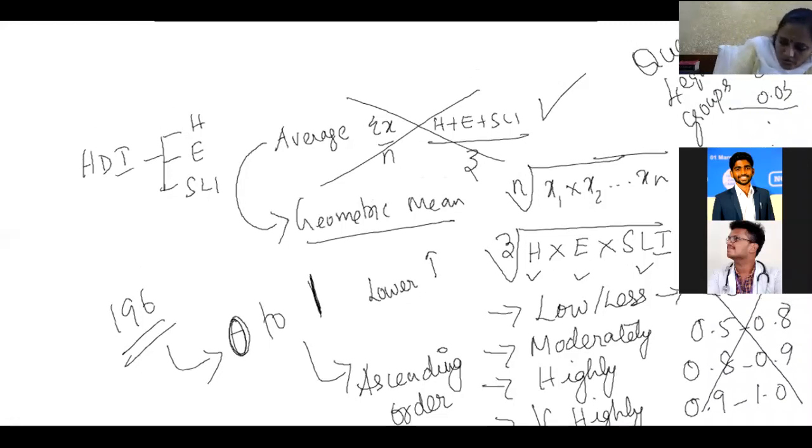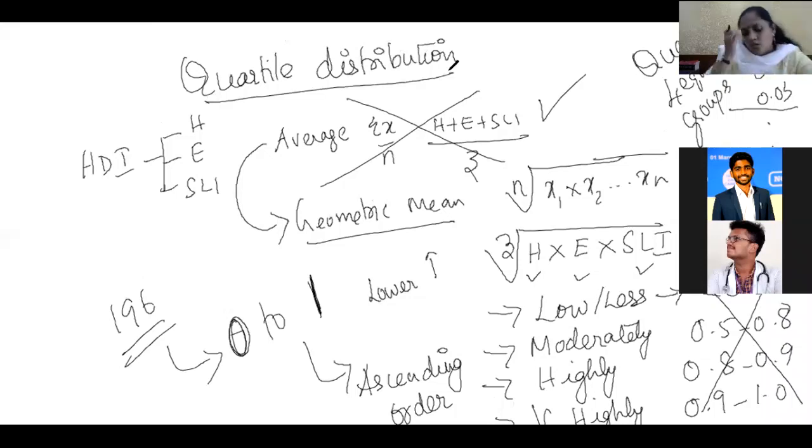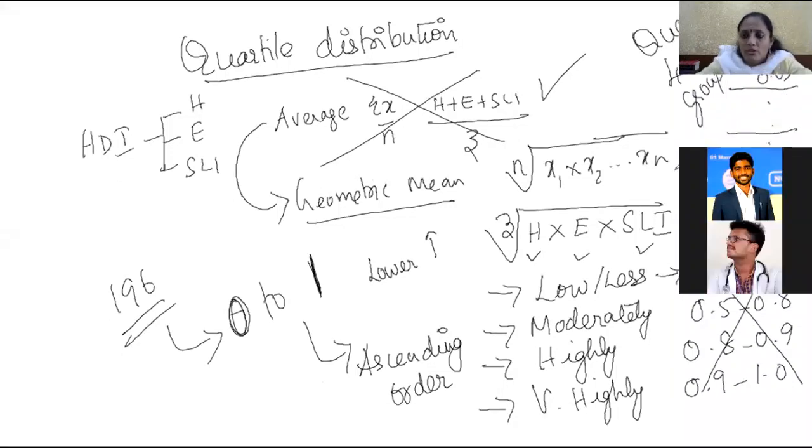distribution. I should call them a quartile distribution. Quartile is making it into 25%, 50%, 75%, and 100%. Right? So that is the total calculation of HDI.